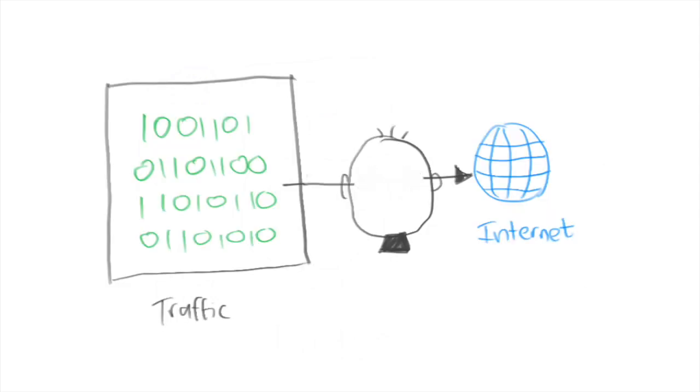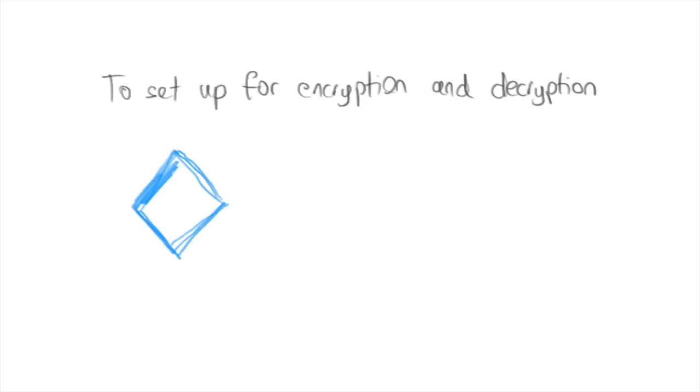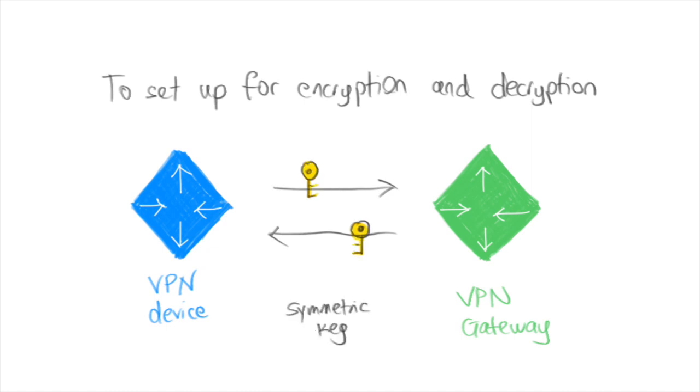Once we get to the destination, we can decrypt the traffic to reveal its contents, like removing a disguise to reveal Frank's true identity. To set up for encryption and decryption, the VPN device must share encryption and decryption keys with VPN gateway. This is called shared key or symmetric key encryption. I won't go into details about encryption and decryption. Maybe it's a topic for another video.